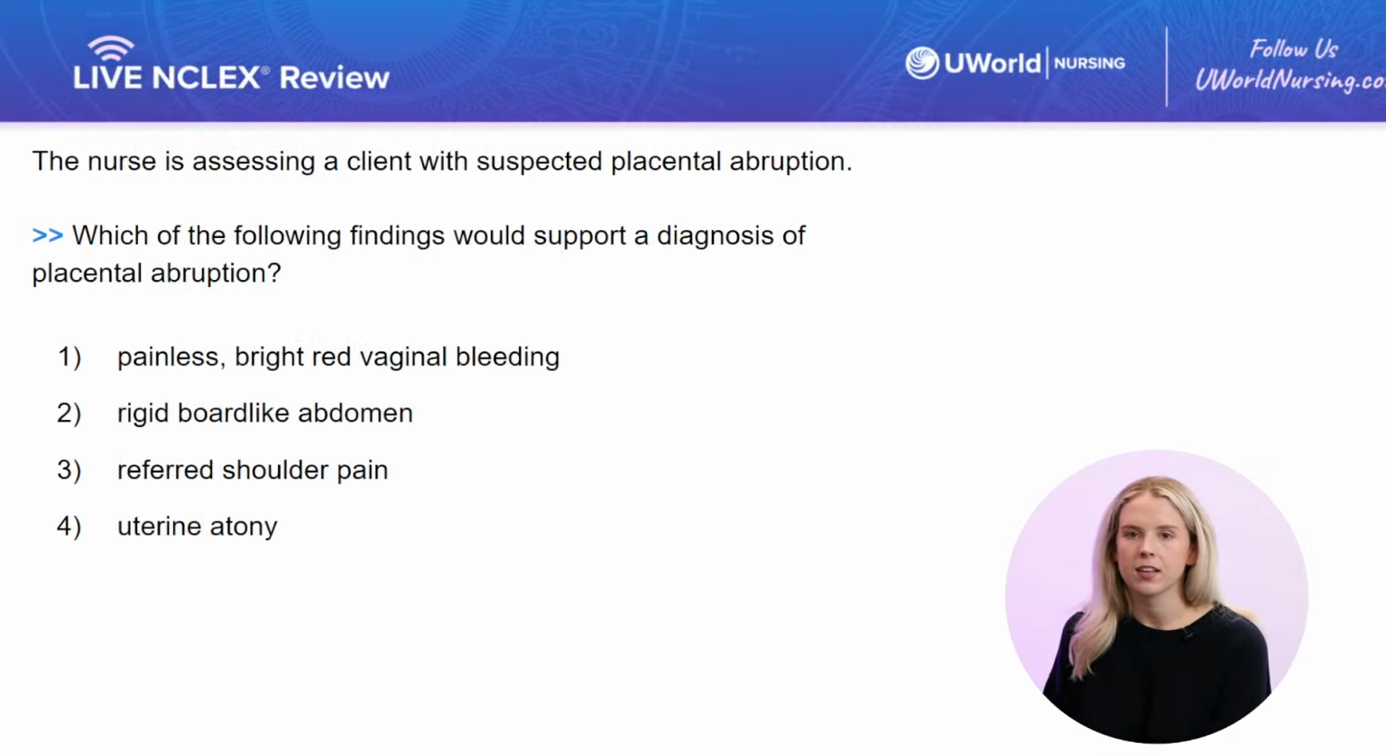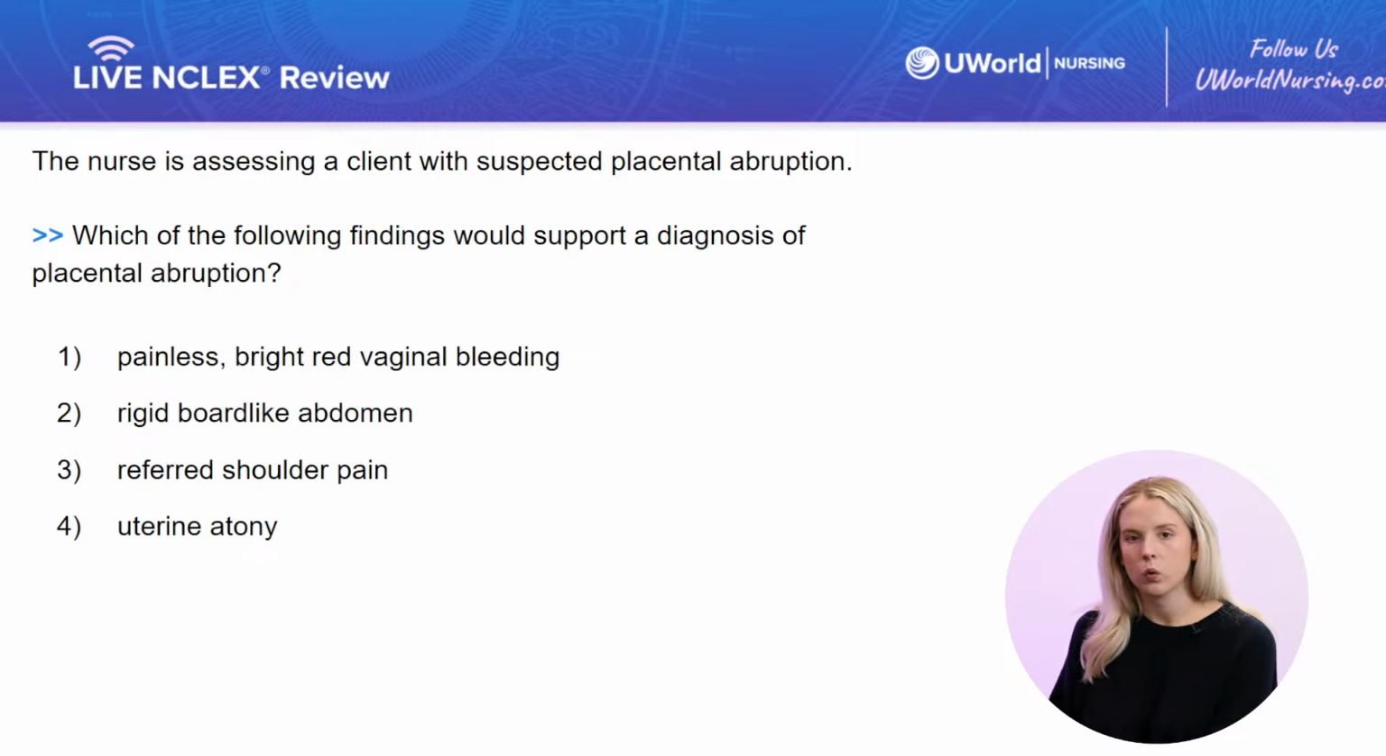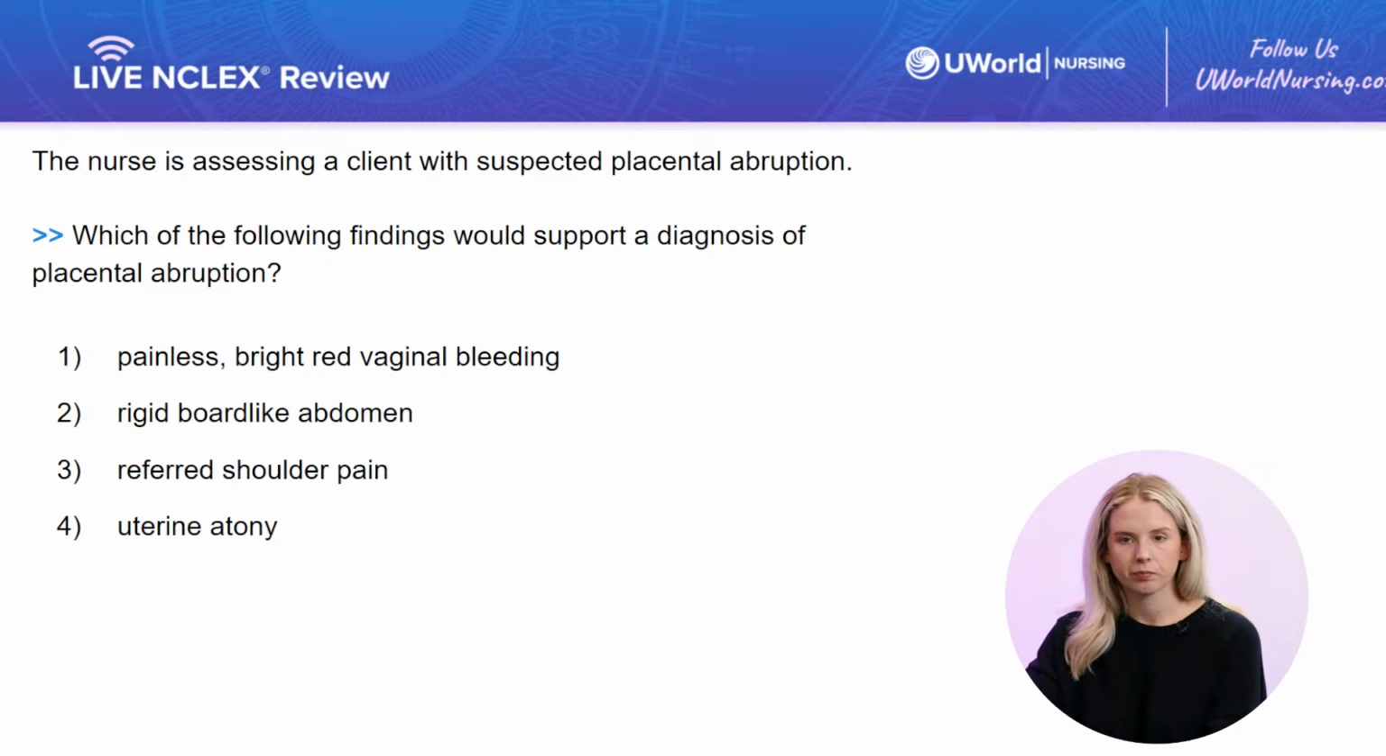Alrighty, question number 2. So the nurse is assessing a client with suspected placental abruption. Which of the following findings would support a diagnosis of placental abruption? Is it painless bright red vaginal bleeding, a rigid board-like abdomen, referred shoulder pain, or uterine atony? Drop those answers in the chat. Let me see what you all are thinking.